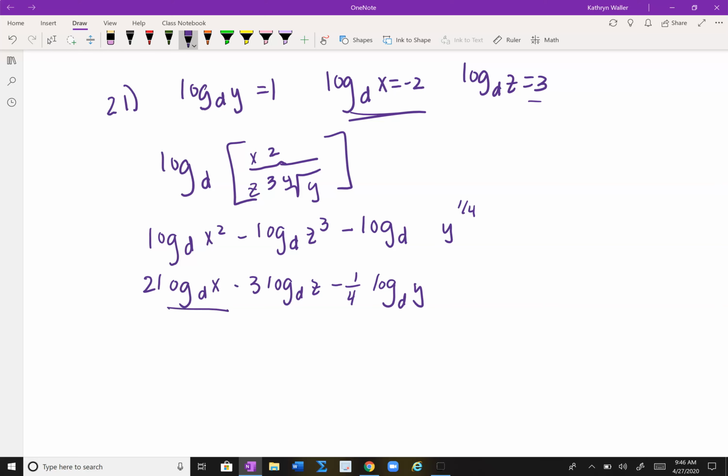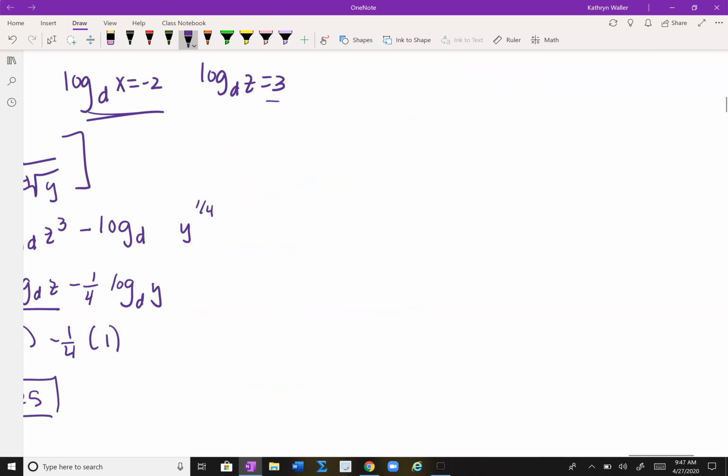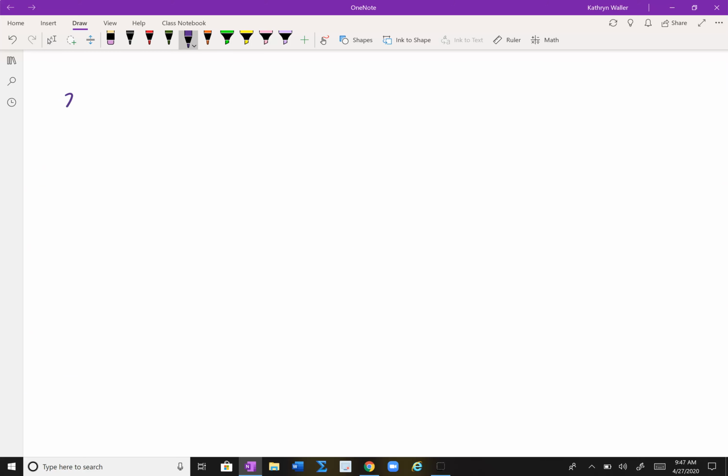So log base d of x is negative 2, so that's 2 times negative 2. Log base d of z is 3, and log base d of y is 1. And then I'm just going to put it in my calculator. So go 2 parentheses negative 2, close it, minus 3 parentheses 3, close it, minus 1 divided by 4. I'm not going to do the parentheses 1, close it. You could, but it's just multiplying, so it's fine. Hit enter, and it's negative 13.25, and I know they'll give it to you because it's exact. That decimal ends. Okay?